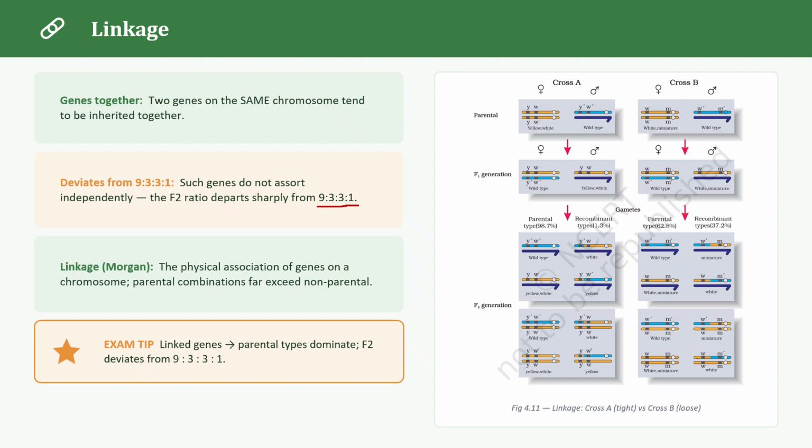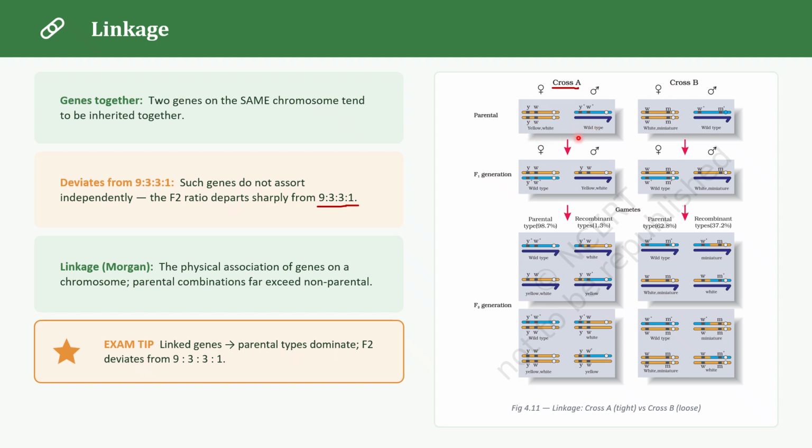Let's see this linkage, cross A tight and cross B loose. Let's have a quick look, first at cross A. Can you see, children? Here is the parental generation. The female has a yellow body and white eyes. Can you see? This is the parental, yellow body and white eyes.